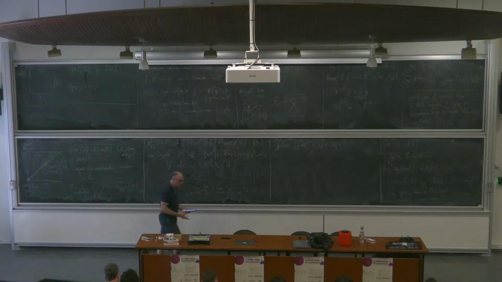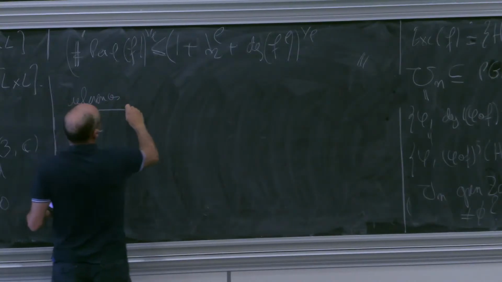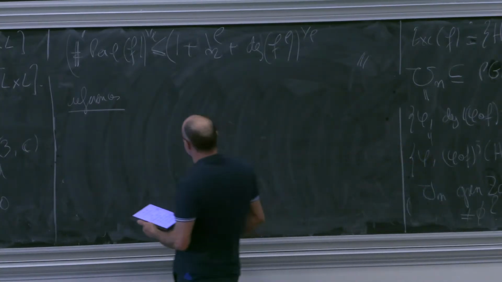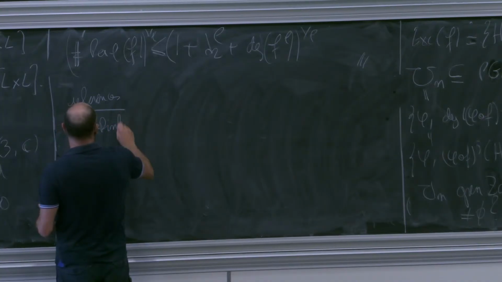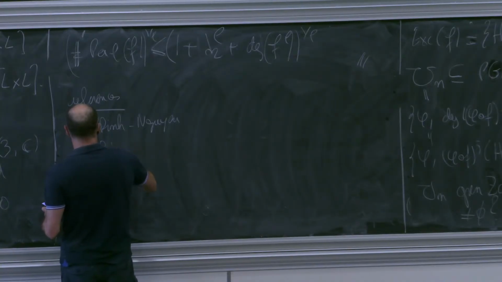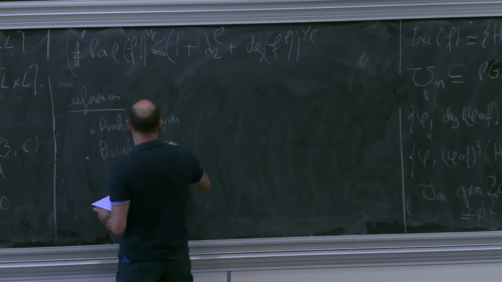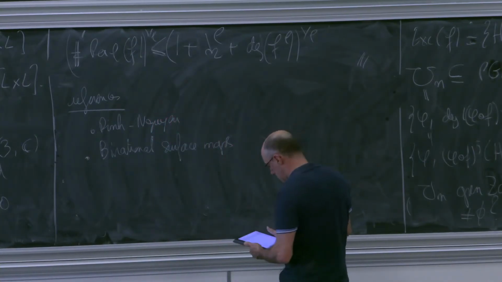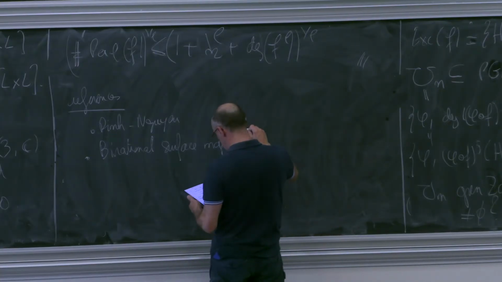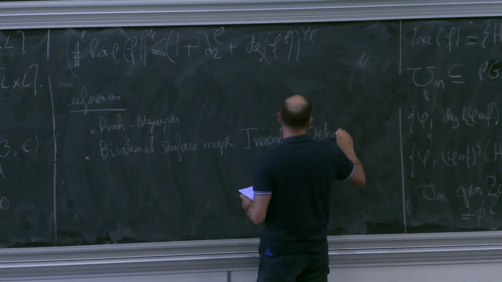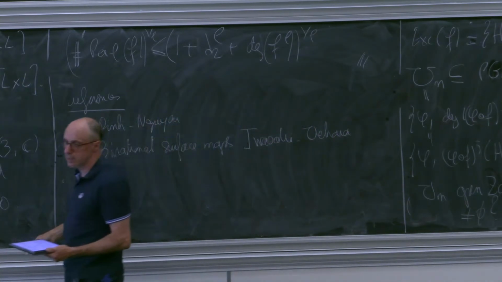Okay, maybe I'm going to finish by writing down some references on this problem of computing periodic points in general. I said that there is this paper by Dinh and Nguyen. In the case of birational surface maps, there is a paper by Iwasaki and Uehara, where they try to make this more precise, okay?